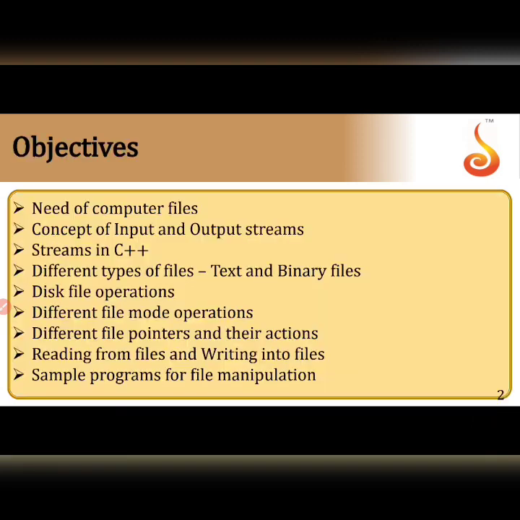So we'll go through the objectives. Why do I need files? The first thing is the need. What is an input stream? What is an output stream? And also we'll be studying about error streams. And then what are the streams in C++? Different types of files: text files and binary files. How is a text file different from a binary file? That is a commonly asked question for 3 marks.